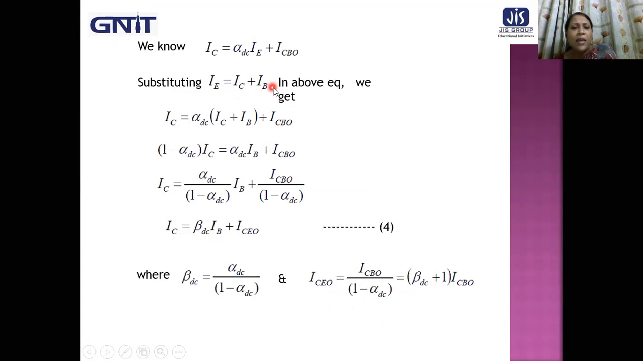So we know IE equals IC plus IB. Now IC equals alpha IE, and in place of IE we put IC plus IB, plus ICBO. Now if we solve the equation, we get IC equals alpha by 1 minus alpha times IB plus ICBO by 1 minus alpha. Alpha by 1 minus alpha is nothing but beta. So IC equals beta times IB plus (1 plus beta) ICBO.